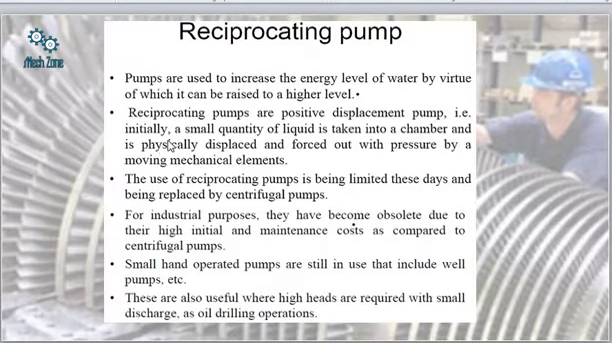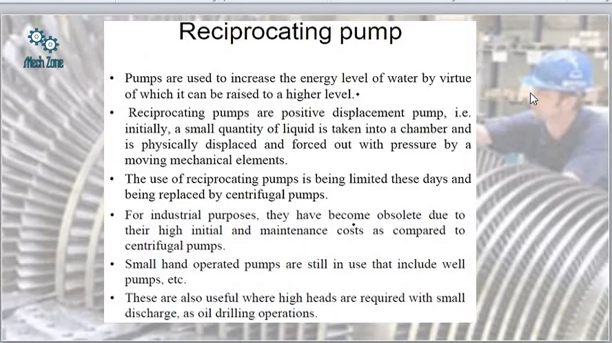Next we come to the reciprocating pump, and in the reciprocating pump we have a reciprocating motion, and that is why it is called a reciprocating pump. These are used to increase the energy level of a liquid to a very high level, and they are positive displacement pumps, that is, initially a very small quantity is taken and then physically displaced and forced out by means of pressure, and this pressure is exerted by a moving mechanical element.